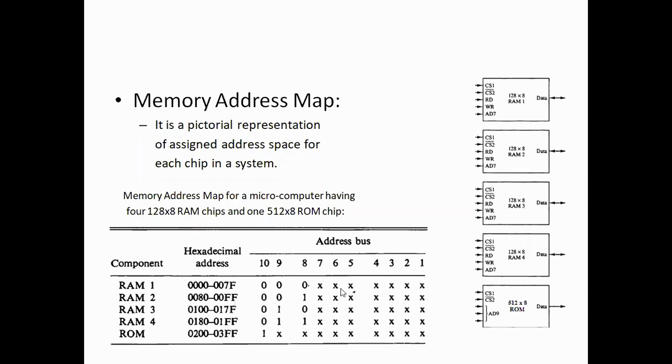In the same way, you can do it for the other entries also. You just have to put all zeros here and calculate, and then put all ones here and calculate. So this way you can calculate all these addresses. Once this table is formed, what we have done is we have mapped the addresses onto this table. This table, this representation, is called a memory address map.